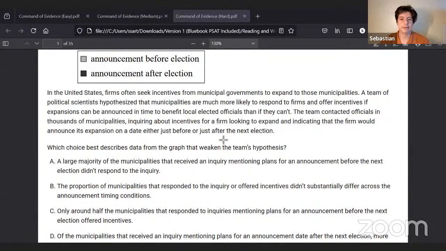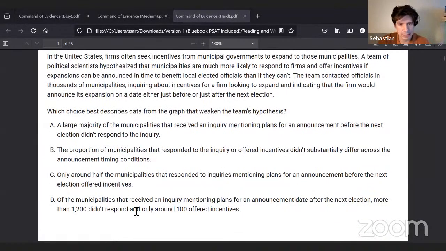C, only around half the municipalities that respond to inquiries mentioning plans for an announcement before the next election offered incentives. Okay. That one also doesn't really have as much to do with timing, so I'm not feeling great about it. And then D, of the municipalities that received an inquiry mentioning plans for an announcement date after the next election, more than 1,200 didn't respond, and only around 100 offered incentives. Okay, so again, that doesn't talk about timing conditions. So B seems like the only one.